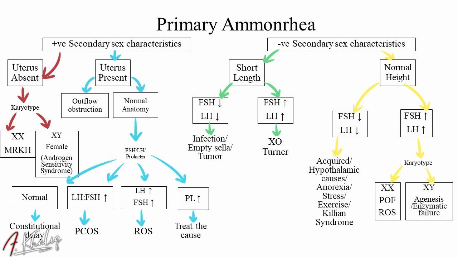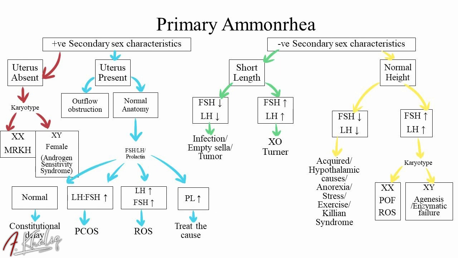If there's an increased LH to FSH ratio, it is polycystic ovarian syndrome. And another possibility is if you get high LH and FSH, it means this is ROS, which is just resistant ovarian syndrome. If you get high levels of prolactin, you have to treat the cause, it means it could be a tumor of the pituitary gland or something else. And for the treatment of high prolactin, you can use a dopamine agonist, for example, bromocriptine, cabergoline, etc.